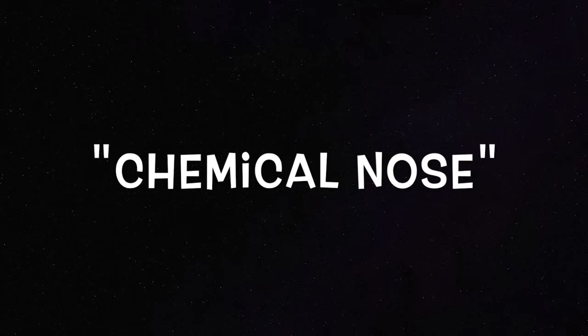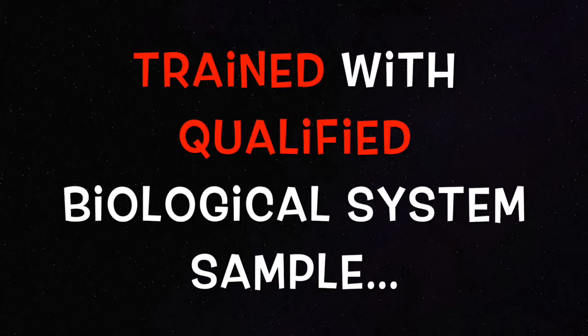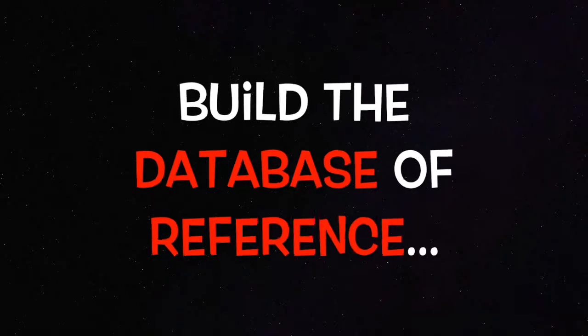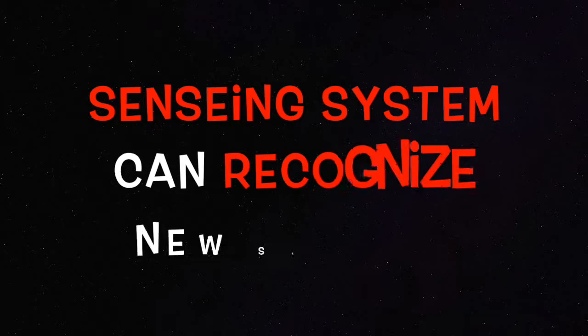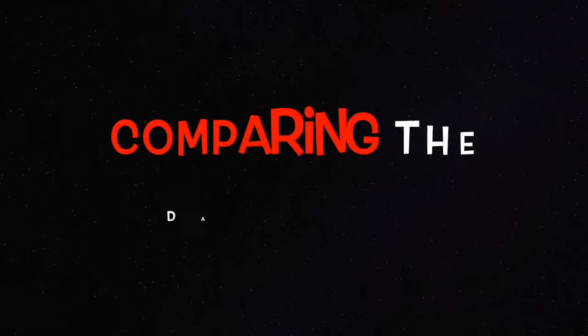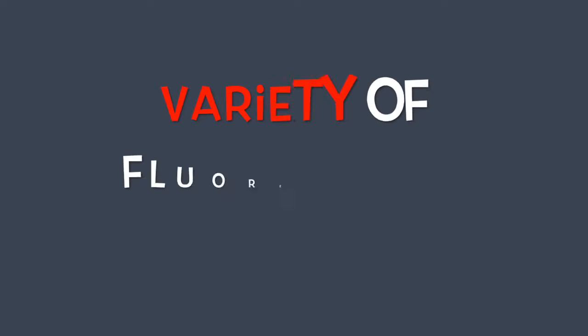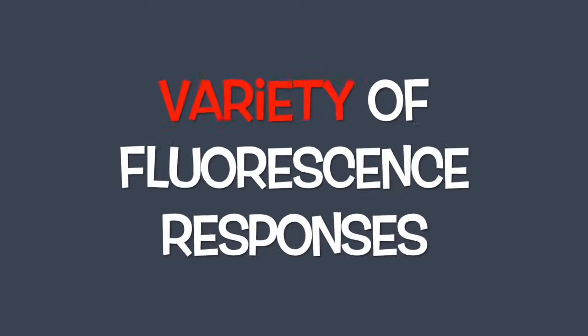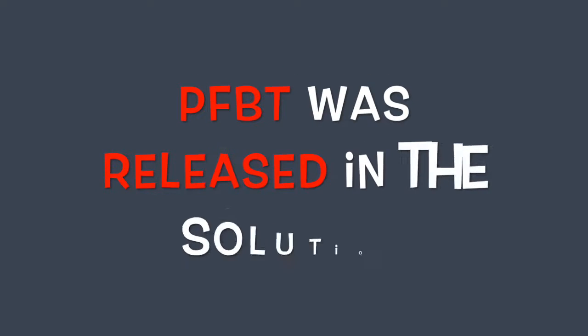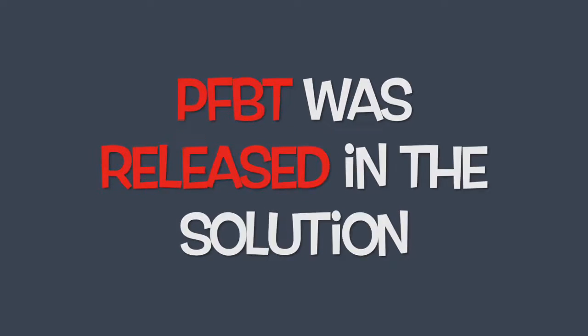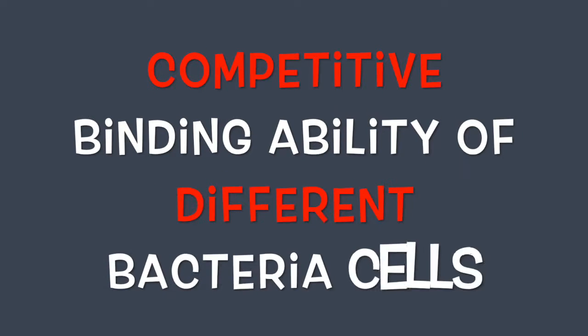One of the techniques used in this method is chemical nose. Chemical noses need to be trained with qualified biological samples so as to build a reference database. Then the sensor system can recognize new samples by comparing with the database. For the chemical nose of bacteria identification, addition of bacteria samples results in a variety of fluorescent responses, due to the PFBT being displaced in the solution by the competitive binding ability of different bacteria cells.